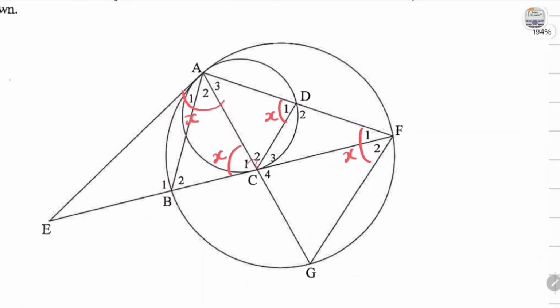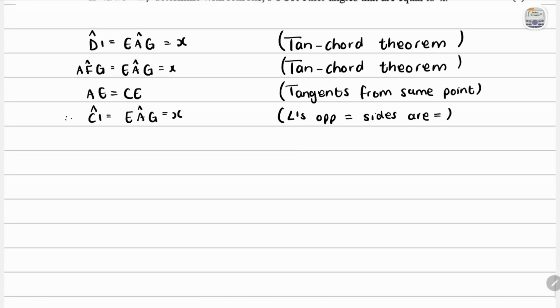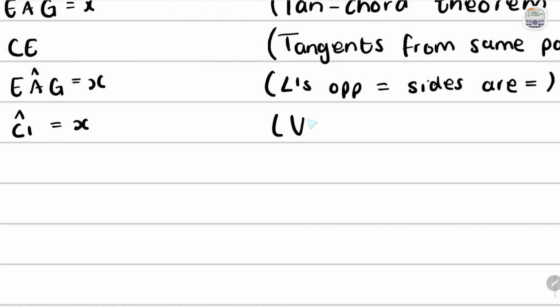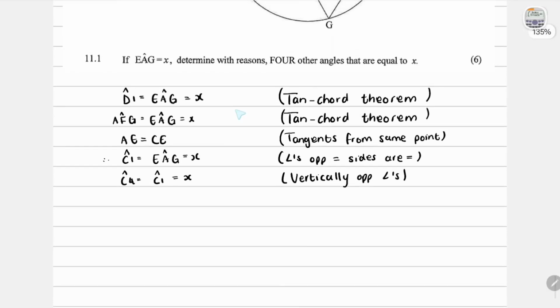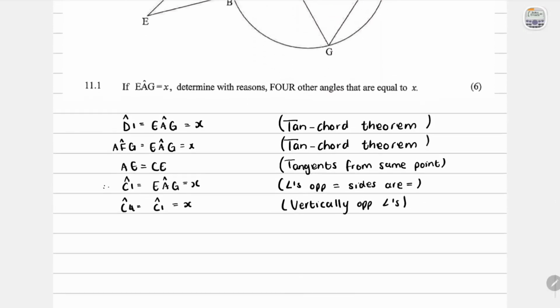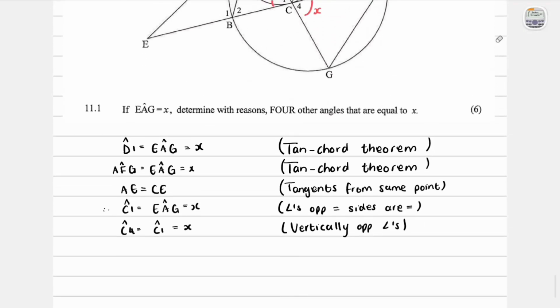Okay, so this one is quite simple. You see how these lines cross, they intersect like that. So we have vertically opposite angles. So angle C4 is also equal to X because it's equal to angle C1. So we can just tell them that angle C4 is equal to angle C1, which is also equal to X. And this is because vertically opposite angles are equal. And there we go. Okay, we've got 4 angles that are equal to X. And you just need to make sure that it stays in the diagram because it will help you with the next questions. Okay, and that is it for 11.1.